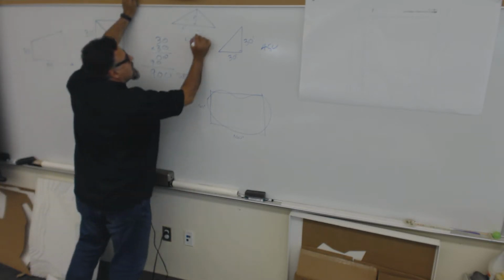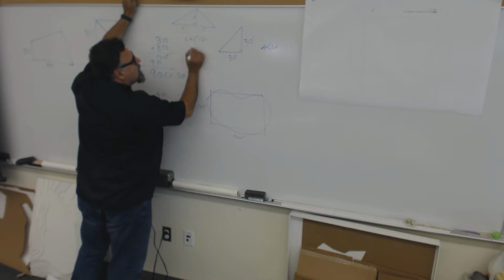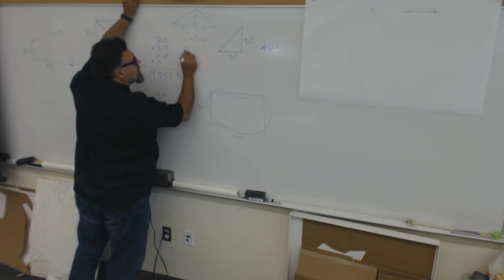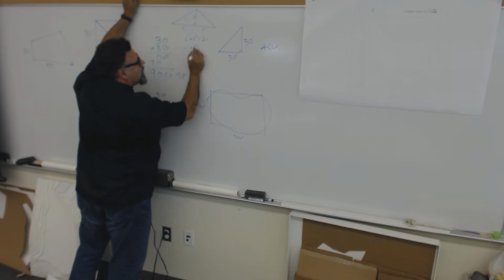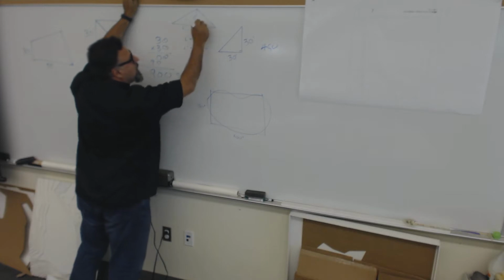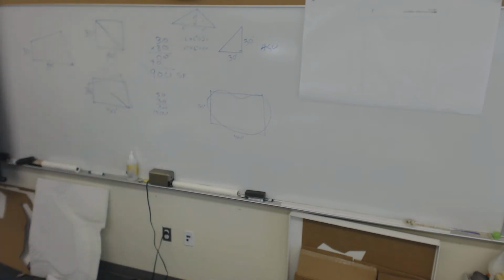And likewise, if this is L3, then you could say L2 times L3 divided by 2 equals the area of that. Okay? Does that make sense?